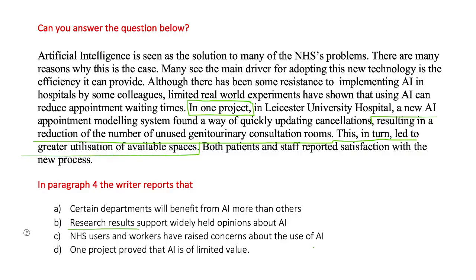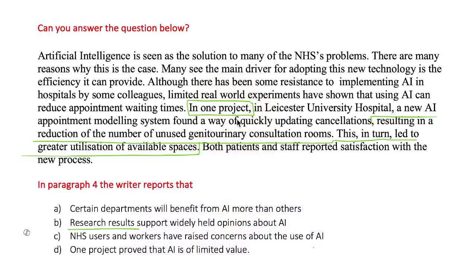Projects, research, studies, all of those kind of initiatives quite often connect. So we've got research results. So far, so good. We've got one part of it, but can we find the rest of it? What does it say? It says research results support widely held opinions about AI. So my next task has to be widely held opinions.